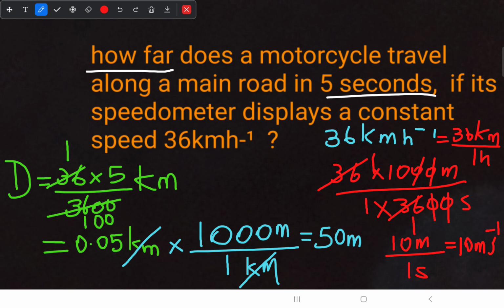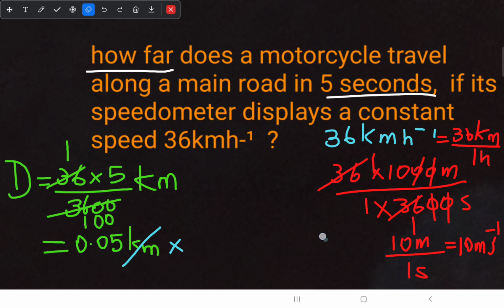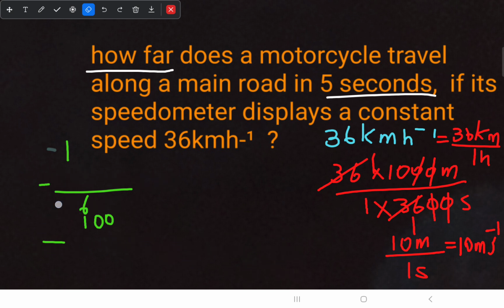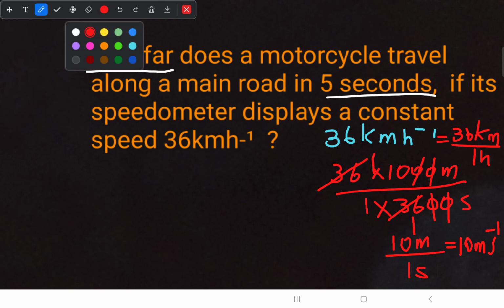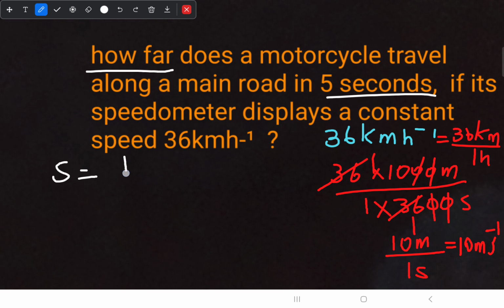Now we found our speed in the unit meter per second. What I did: kilometer to meter, multiplied by 1000; hour to second, multiplied by 3600. Then after further simplification, we found our speed. Then we will substitute in this formula: speed equals distance upon time.